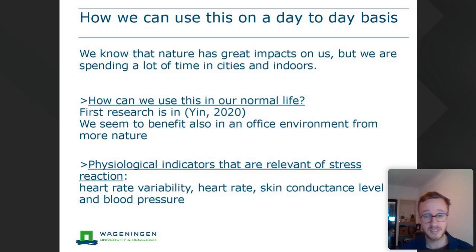This year, some first research has been published about this, which I personally was very happy about. We already seem to benefit from biophilia and the impacts of nature on our cognition and our physiology just by being in a green office environment or in green rooms, having a very natural environment around us even when we're indoors. This was really nice because it also opened the door to some more physiological indicators, for example heart rate variability or just the heart rate, and also other factors such as skin conductance level and blood pressure.